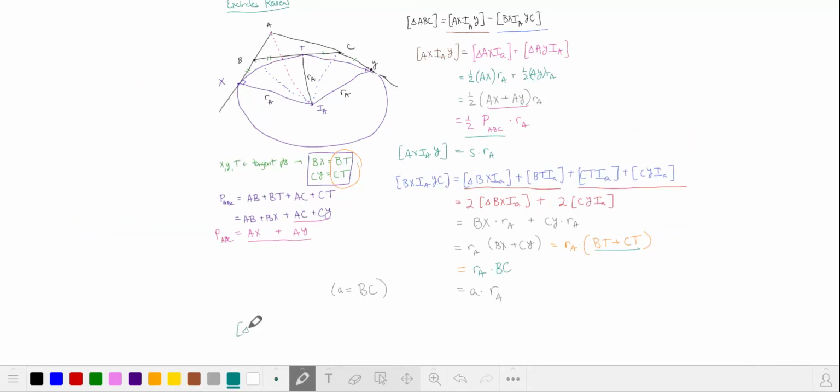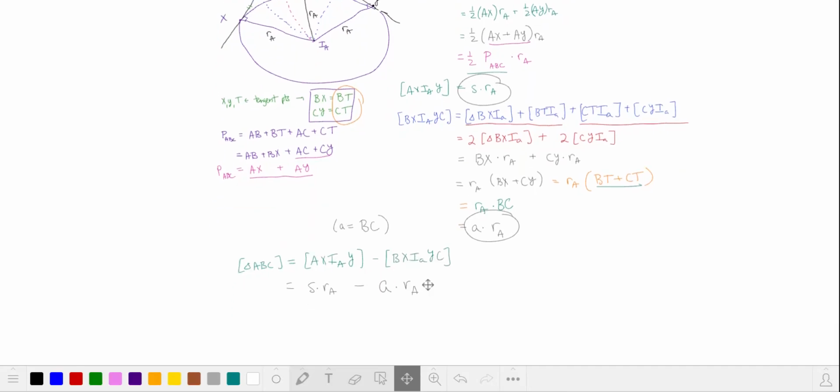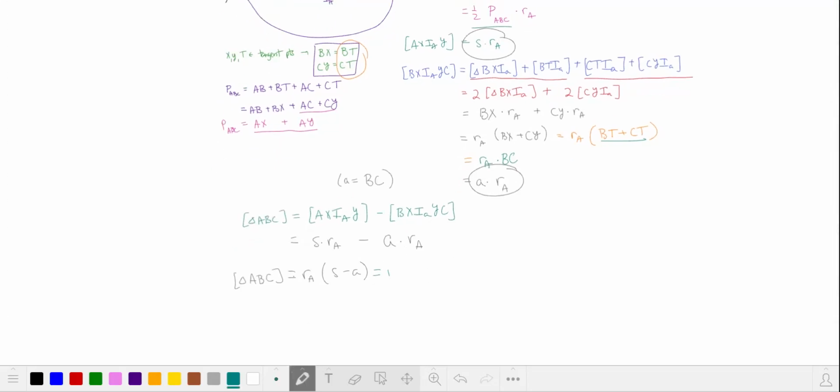So again, to find the area of triangle ABC, we'll find the area of the quadrilateral and subtract this pentagon. Our first area is this, S times RA. Our second area is A times RA, so we'll factor out RA. And we have an expression for the area of our triangle in terms of the radius of the excircle times the difference of the semi-perimeter and the length of the side that is tangent to that excircle. And there was nothing special about that particular side, so we can apply it to the excircles tangent at any of the 3 sides. For example, RB times S minus B.